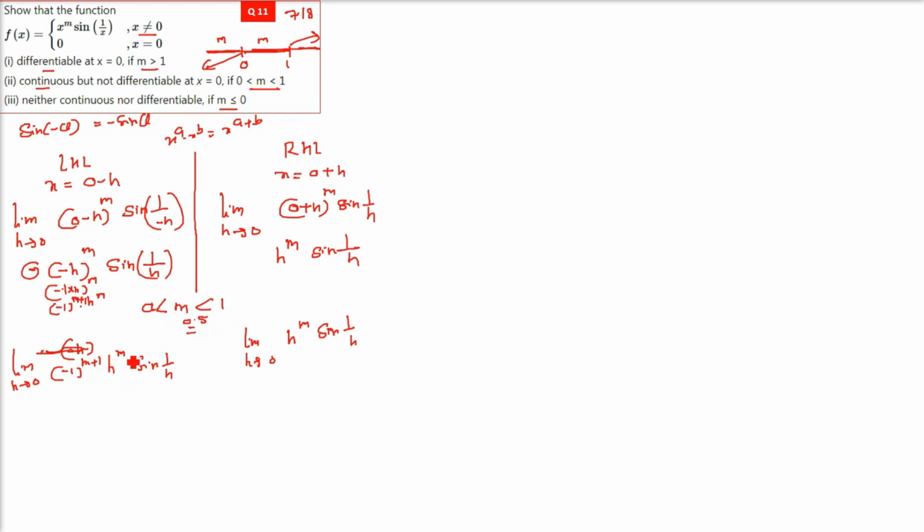So m is between 0 and 1. If you take m as 0.5, say half, what will be h? h will be 0 to the power 0.5. Minus 1 to the power m plus 1 on the left hand limit: m is 0.5 and plus 1 is 1.5. But don't worry about that. Just concentrate on h raised to the power m. So this is 0 to the power something which is 0.5, which is positive. So 0.5 is 1 by 2, that is under root 0. Under root 0 is 0. So the left hand side will be 0.